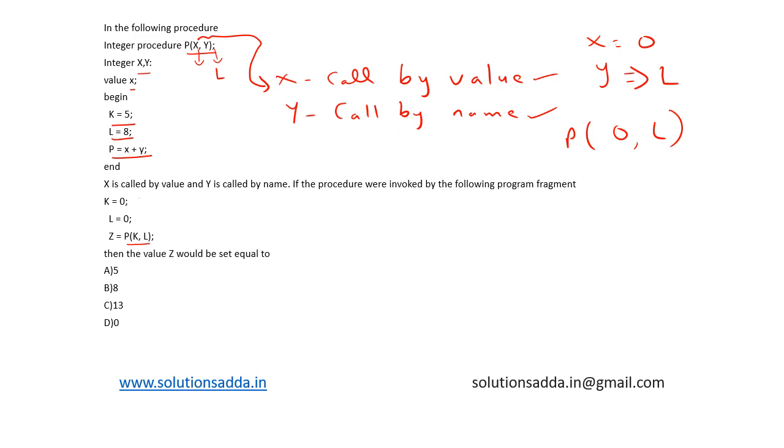Now we have k equal to 5 and l equal to 8, and p is summed up as x plus y. Here x would be 0, because this particular value of x is assigned as 0, and the other value y is directly replaced by l. So what is l here? l is equal to 8 here. So we have p equal to 8. So this function returns 8, and z would have the value of 8. So option B is the correct answer.